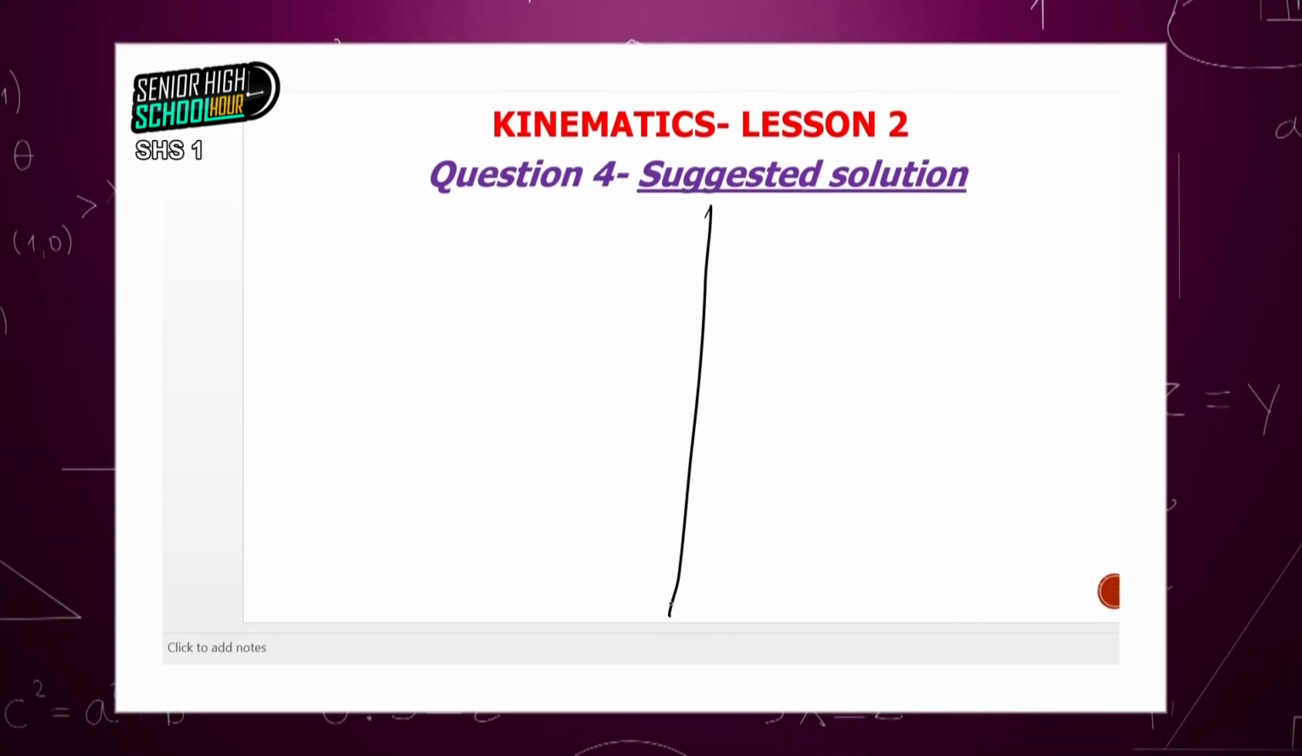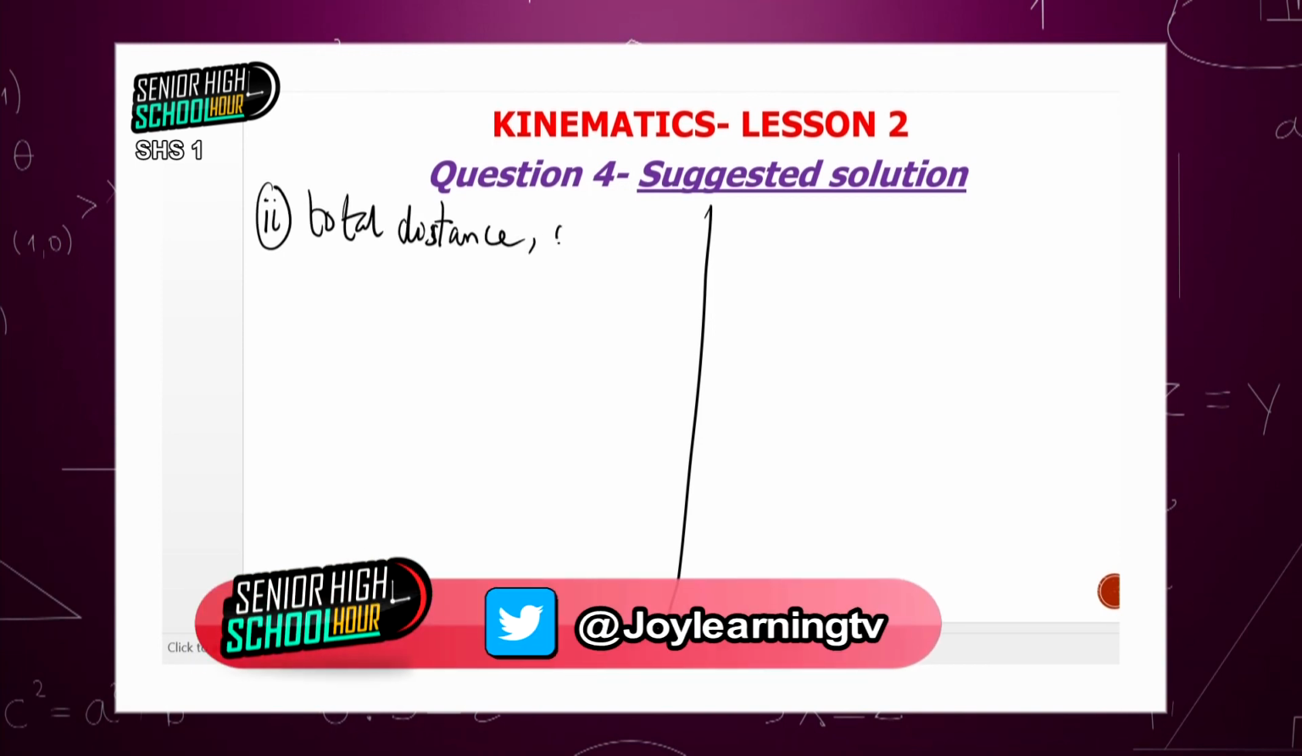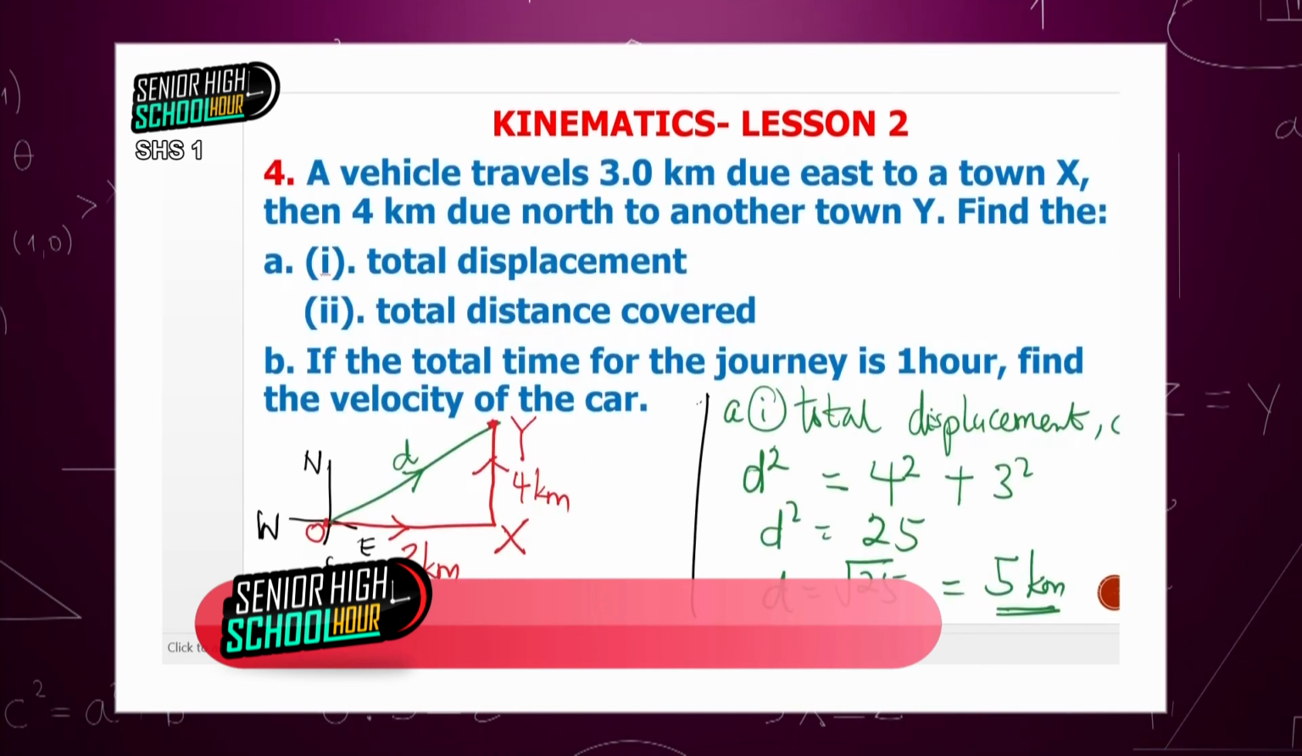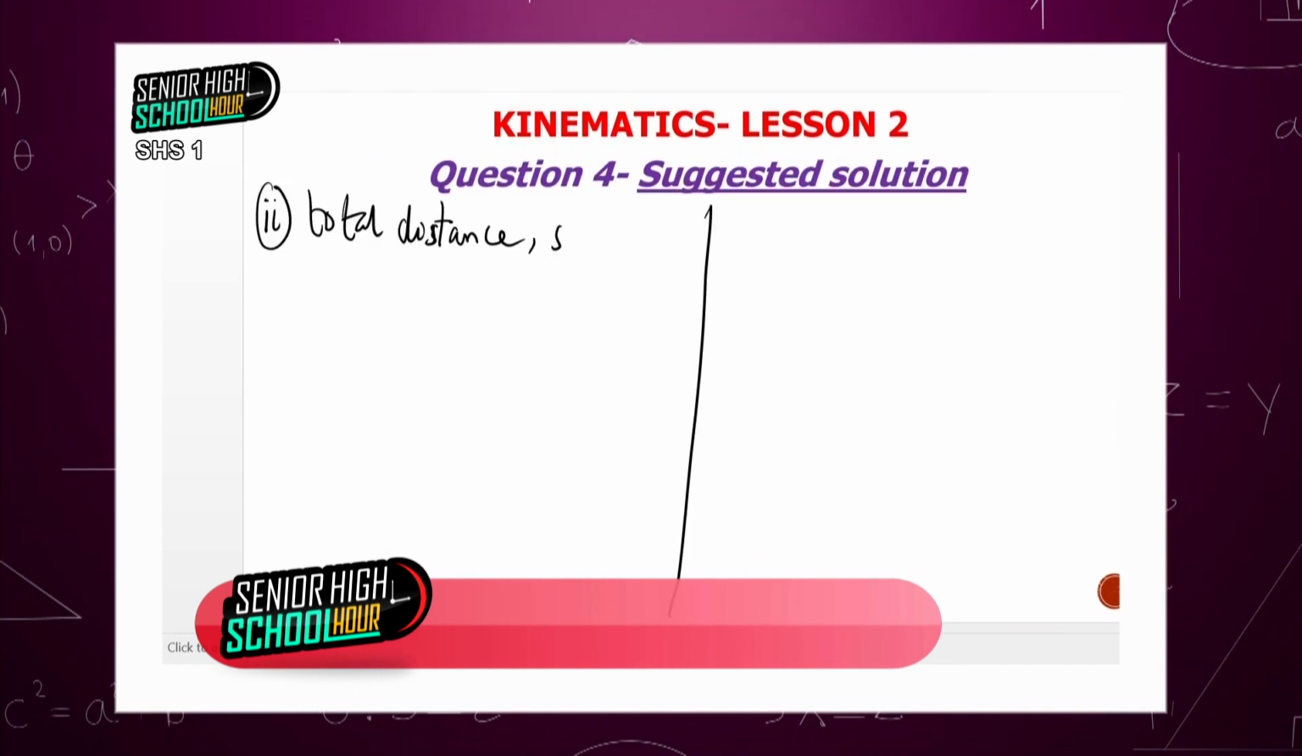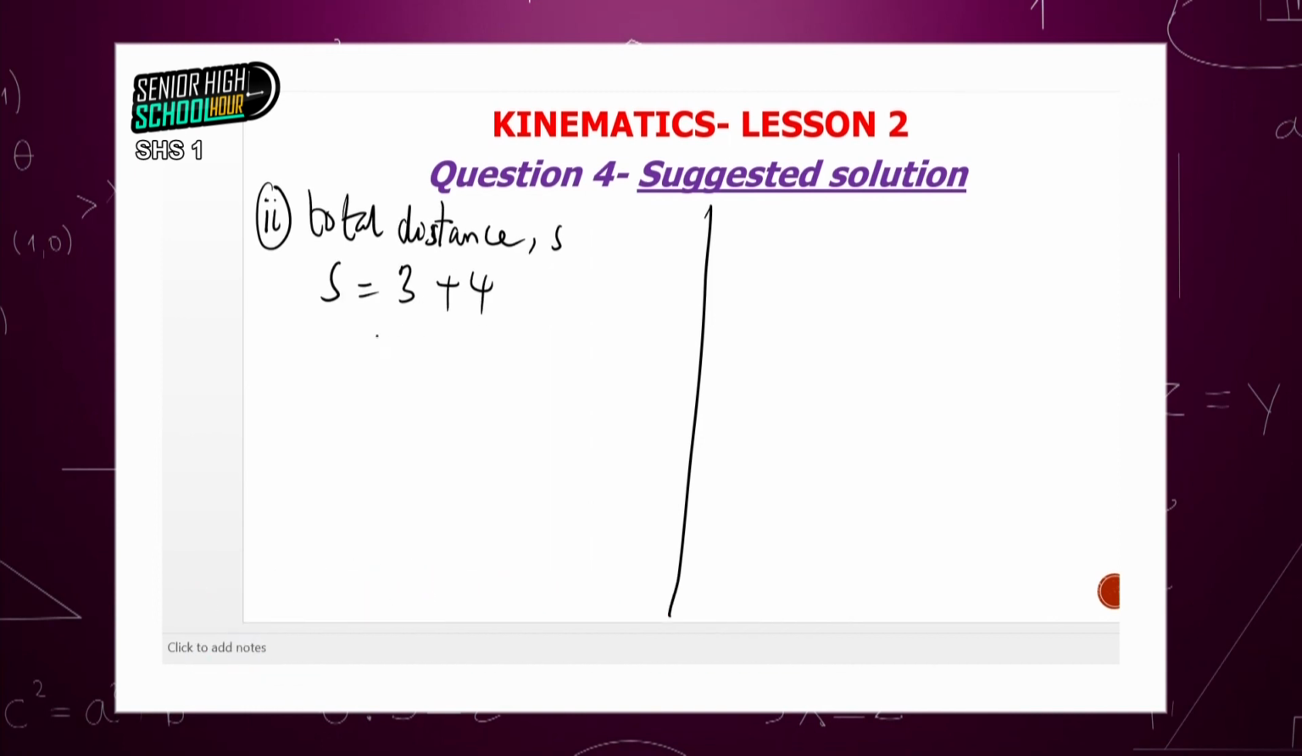Then we are asked to find the total distance covered. Total distance, let's say S. From the previous diagram, the body moved from O to X and X to Y. From O to X is 3 kilometers. From X to Y, 4 kilometers. So our total distance covered becomes S equals 3 plus 4, and that gives us 7 kilometers. That becomes the total distance covered.